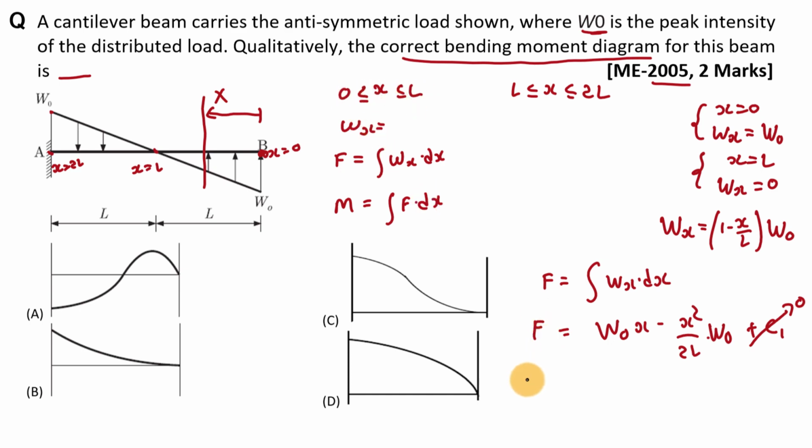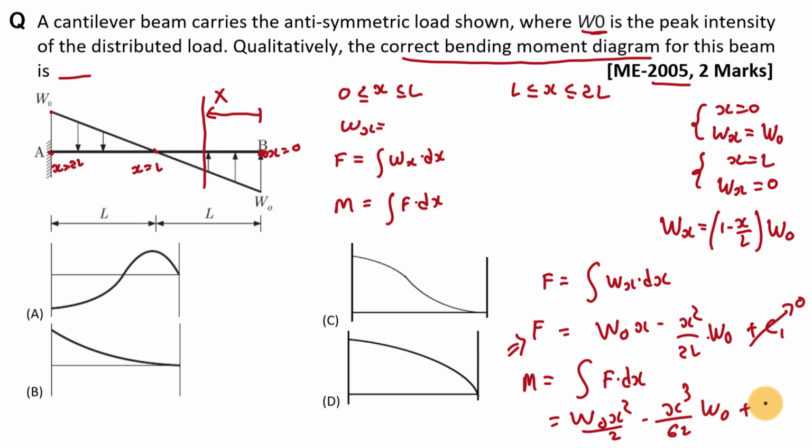Now if we want to find out bending moment, then it is the integration of shear force with respect to x. To find out bending moment, we have to integrate this expression. So if you integrate this, then it is W0 x square by 2 minus x cube by 6L into W0 plus C2, that is constant for this integration. Now we know that at this free end there is no moment applied.